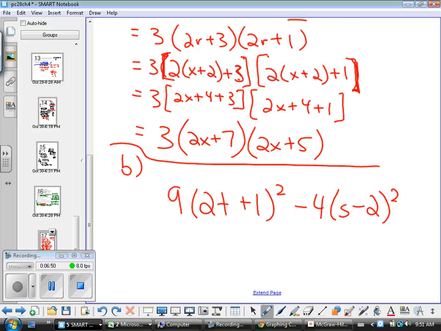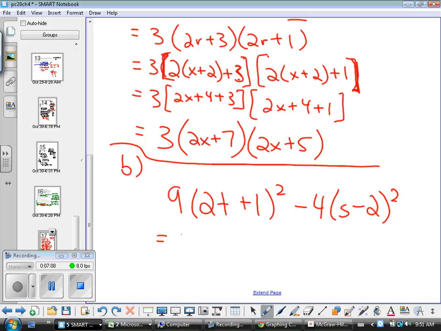But not complicated, because what we have here is a perfect square. The coefficient's a perfect square and the thing in brackets is a perfect square, and we have another perfect square and they're being subtracted, so it's just a difference of squares. The key thing that you need to know how to do here is to recognize that pattern.